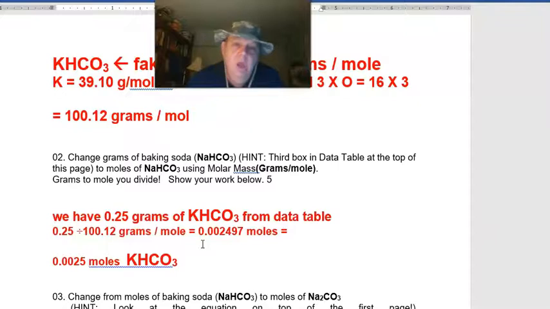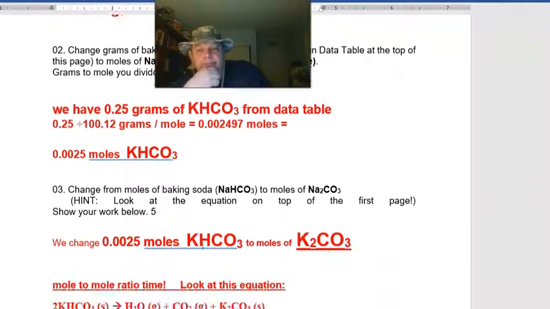0.002497 moles. It's going to be a really small number to start with because we're not working with that much material. So we're going to go ahead and round it to 4 decimal places for this lab. So 0.0025 moles of KHCO3. That's what we started with, okay? Because you physically measured 0.25 grams, and then we worked with it. Okay, so let's move on.